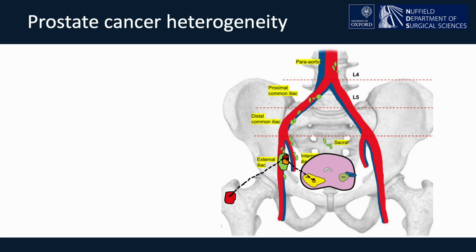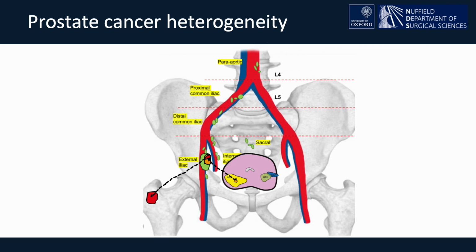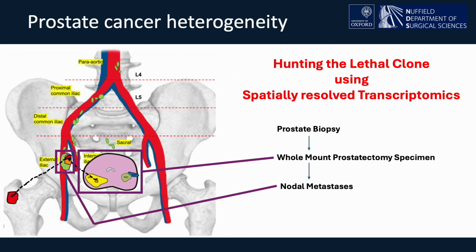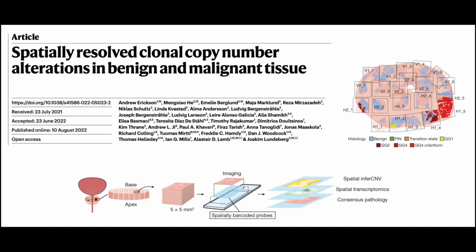Leveraging samples from prostate biopsy, prostatectomy specimen, and lymph node metastases, we aim to map and characterize genetic features of clonal lethality. At the Oxford Prostate Cancer Biology Group, we have developed an expertise in interrogating prostate cancer heterogeneity through spatial transcriptomics. Our seminal publication in Nature utilized fresh frozen prostate tissue. Taking the next step to leverage the breadth of archived tissue, we've developed and refined an approach to use FFPE specimen for spatial transcriptomic evaluation.